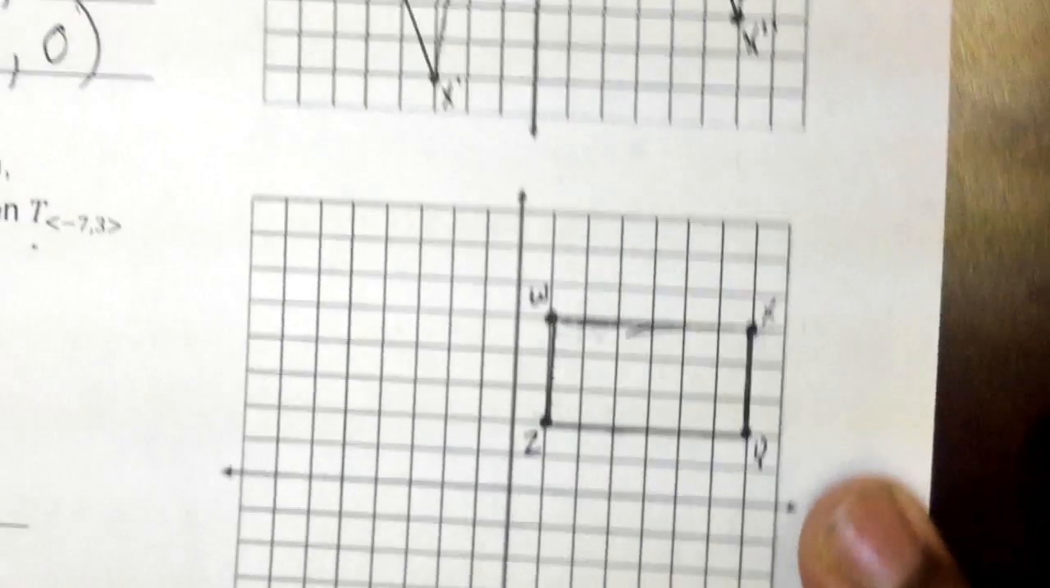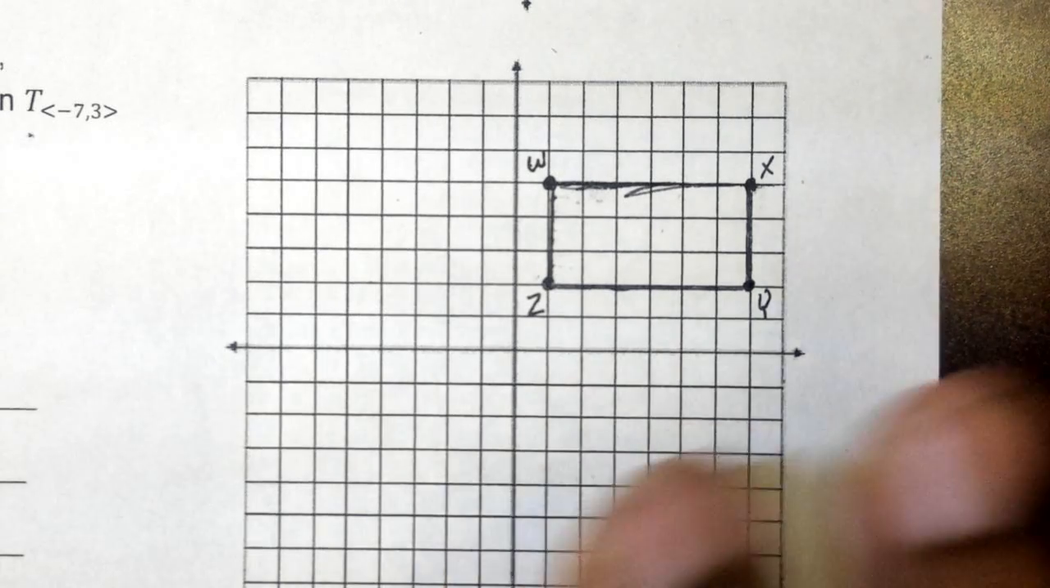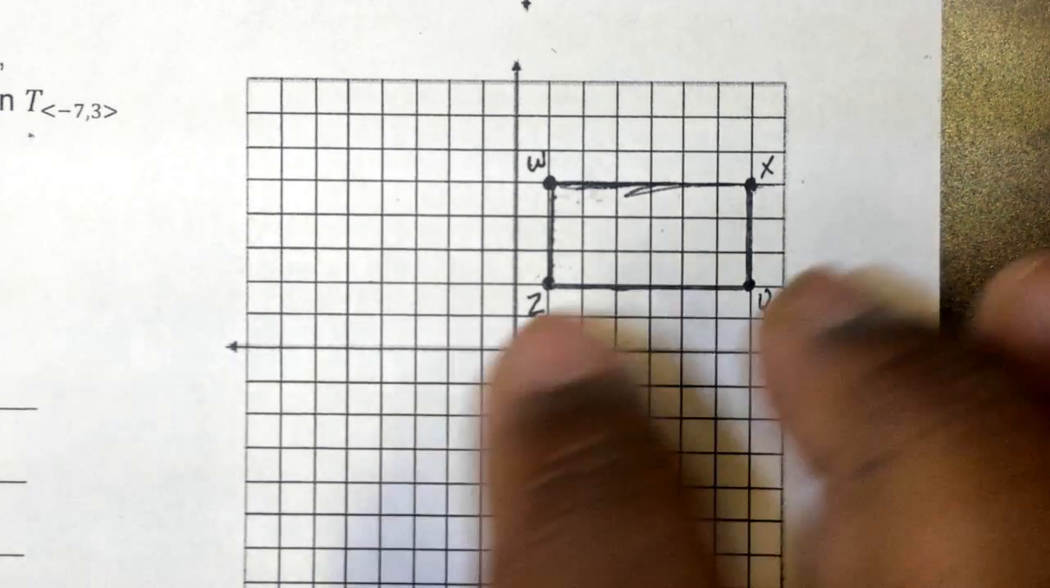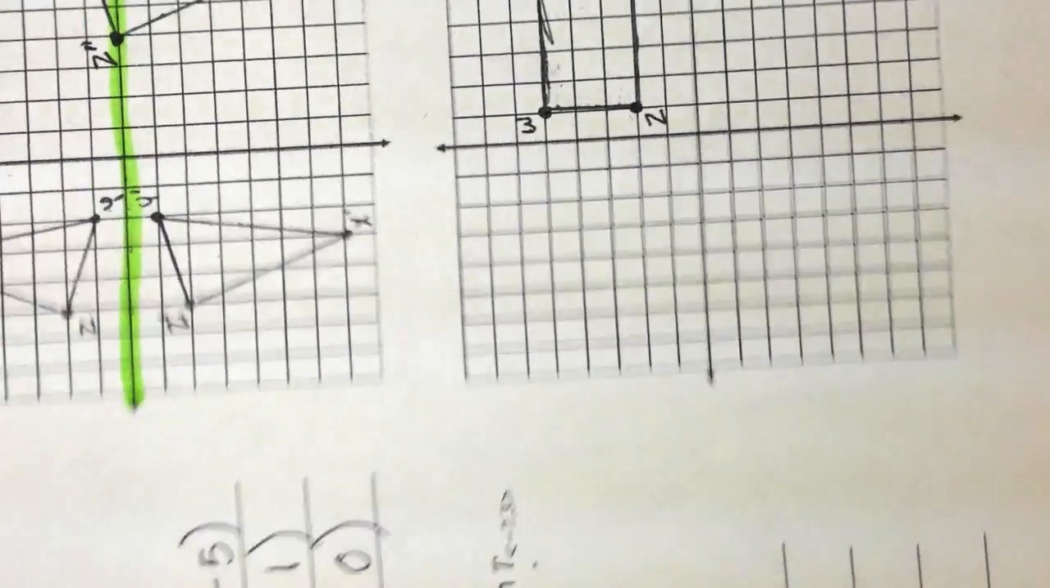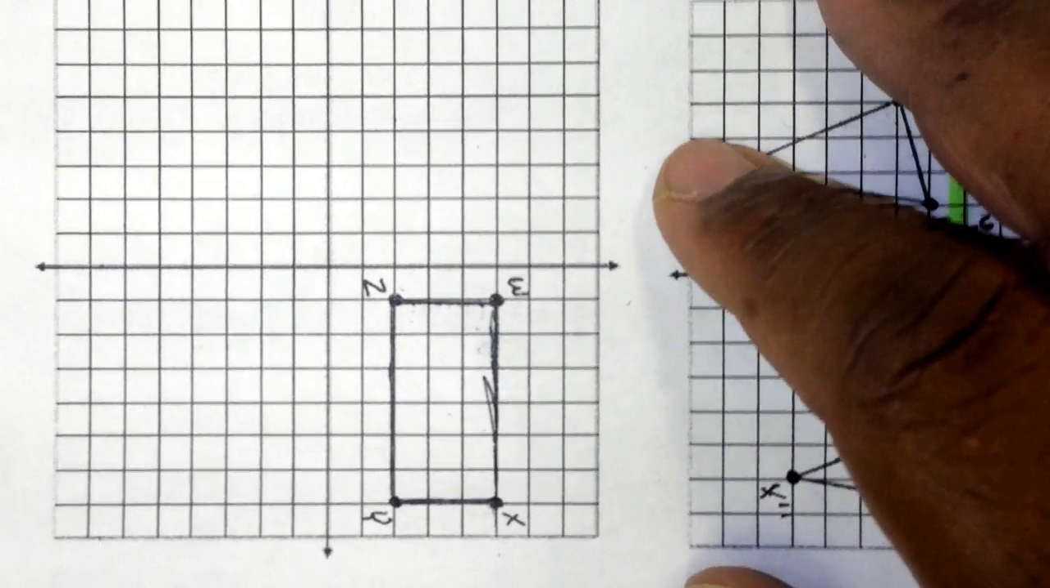Alright, so my original rectangle here. Once you get it on, they want you to rotate 270. They didn't tell me, so which way am I going? Left, yeah, counterclockwise. 270 is 3 turns. 1, 2, 3. Should land here.